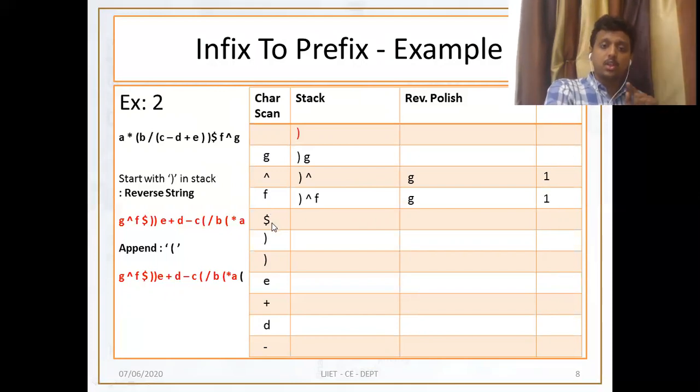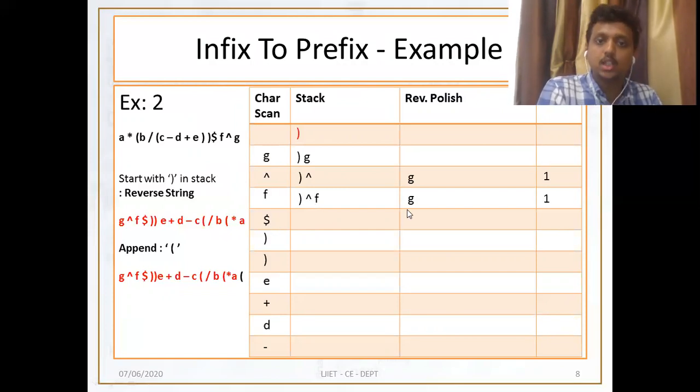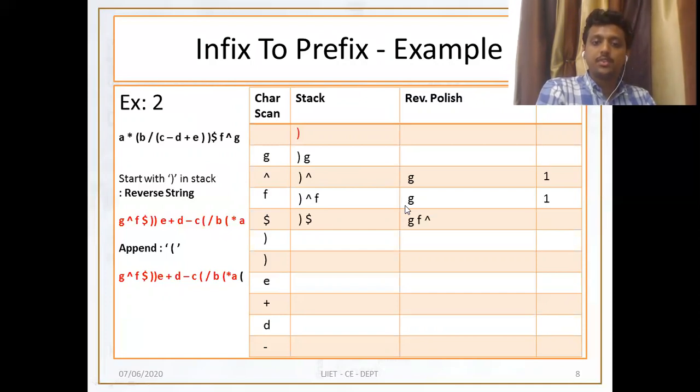This is the example which I need to show you. Dollar: F has a higher precedence than dollar, then you need to pop out F. Now what happened with dollar and caret? See the precedence table. You will find that dollar inside the stack has higher precedence than dollar outside the stack. We need to pop out caret also. So the answer is closing dollar GF caret.